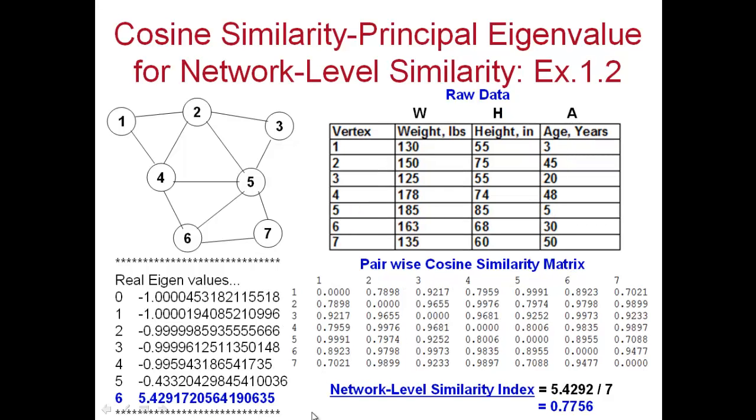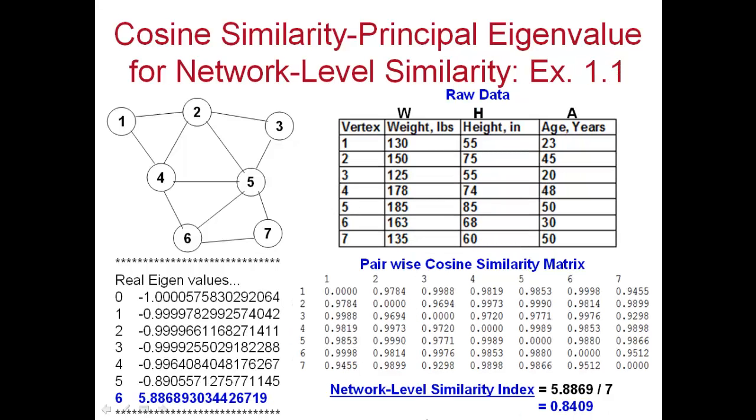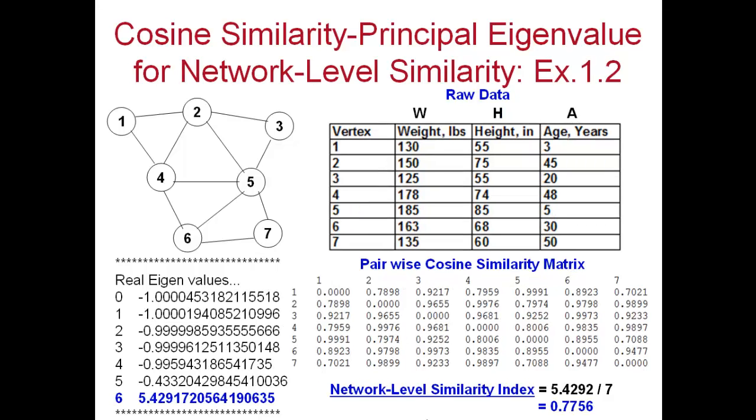So if you do that and generate the pairwise Cosine similarity matrix, this is what I get. And if you compute the eigenvalues for this pairwise Cosine similarity matrix, I'm going to get 5.4292 as the principal eigenvalue. Divide by the number of vertices, and you're going to get 0.7756, which is less than 0.8409. So as you increase the dissimilarity, that means as you decrease the similarity, the network level similarity index also reduces.